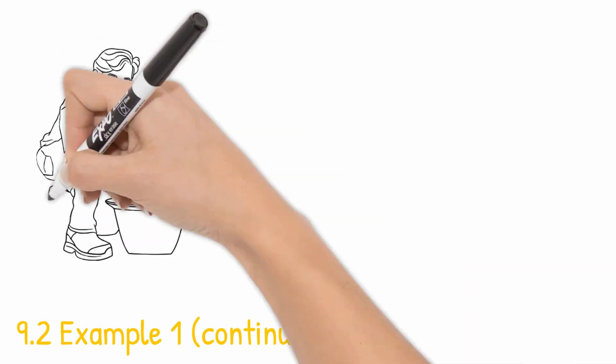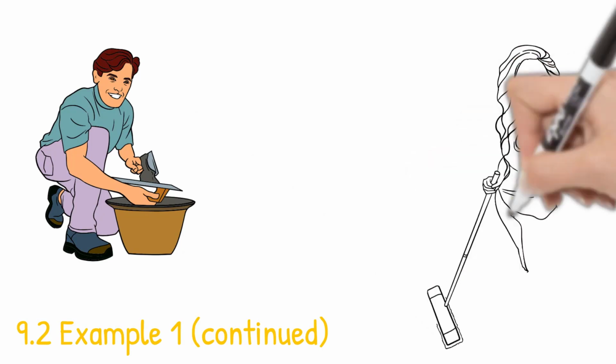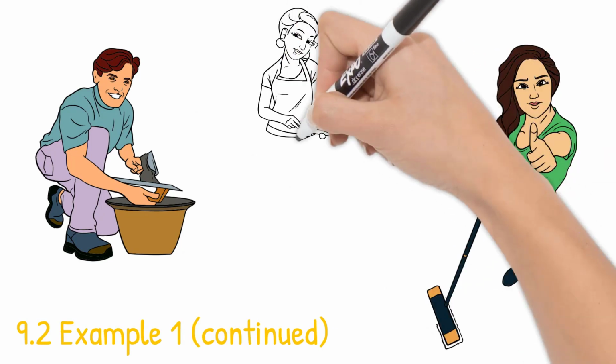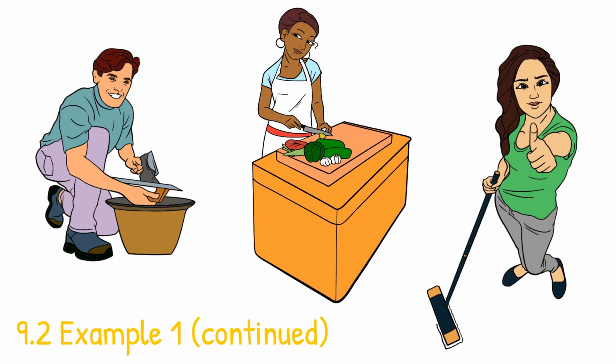9.2, example 1 continued. Recall the example with the administrator at the large high school who suspects the proportion of students at her high school who have a part-time job is less than the national average. Let's do parts B and C.